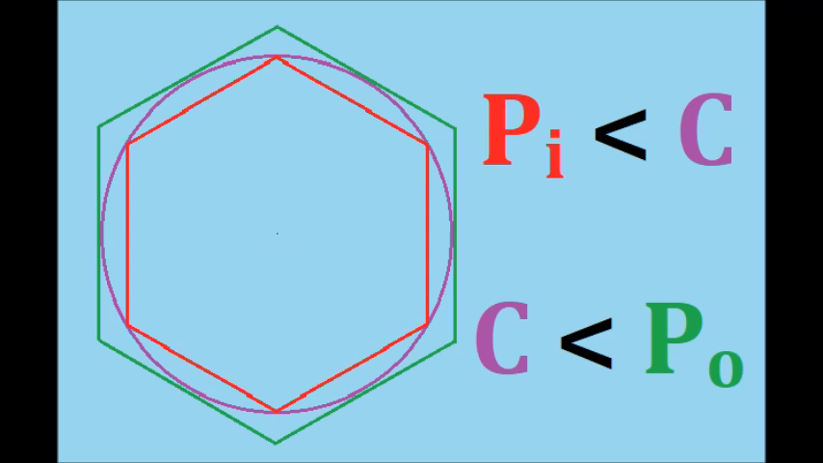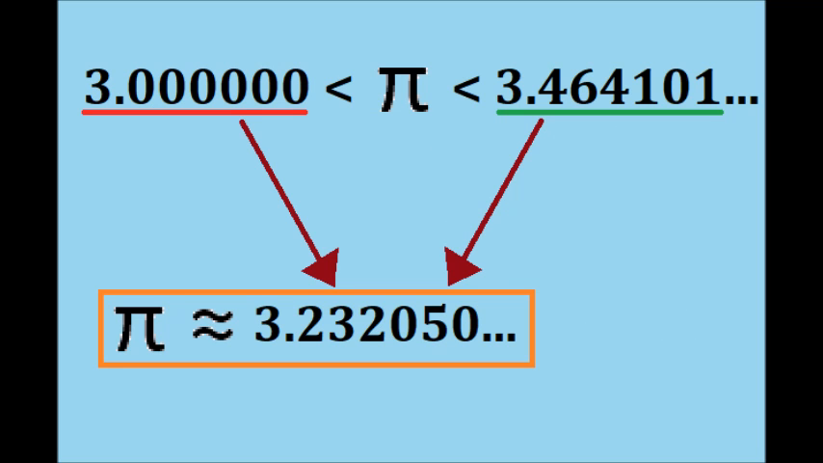Last time we used two hexagons, the red one inside the circle and the green one outside. Geometry helped us find the inner perimeter and the outer perimeter. This gave us a lower bound and an upper bound to estimate pi. Those values are summarized here. If you care to see the details, check out the previous lesson.